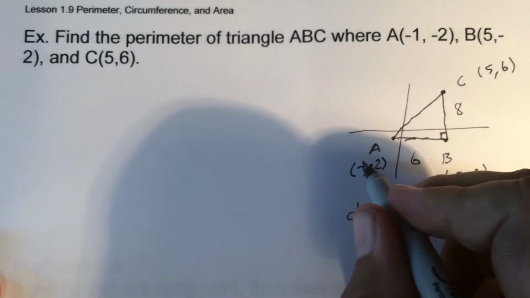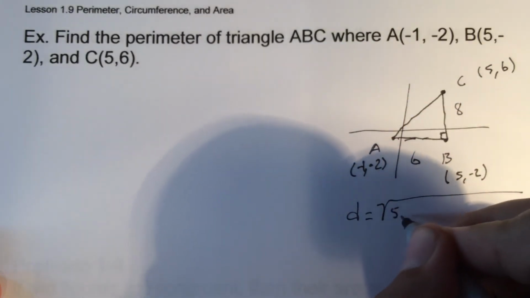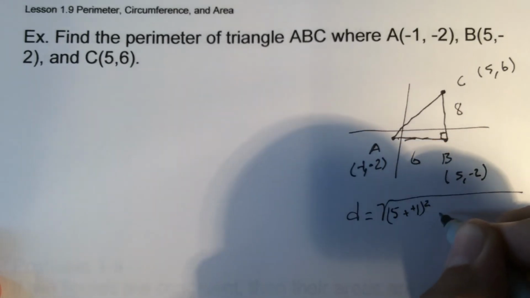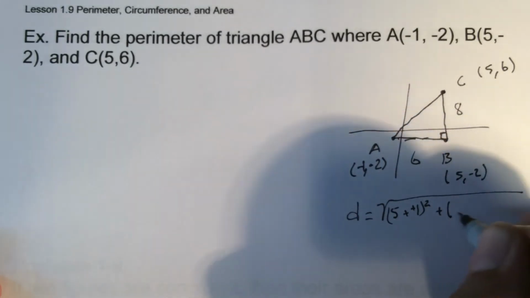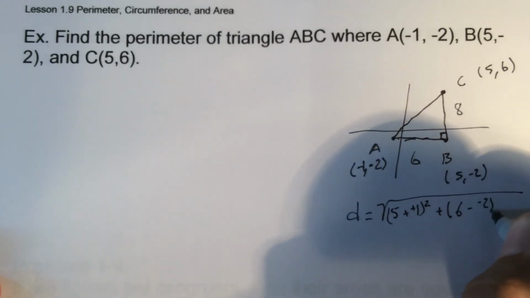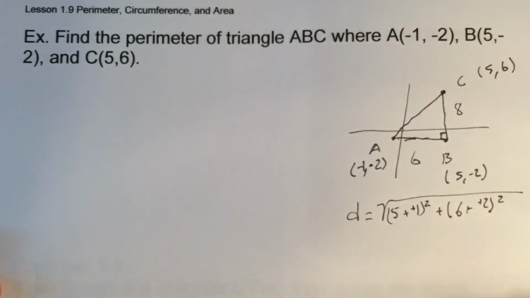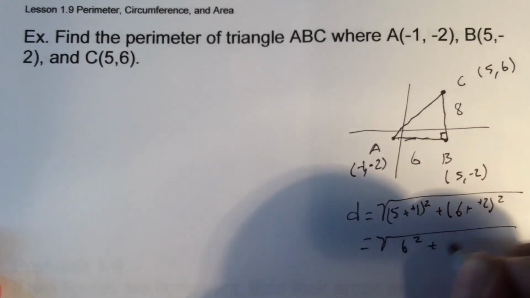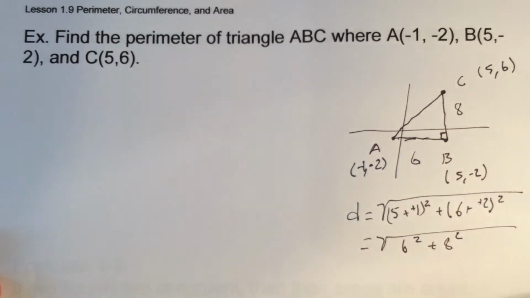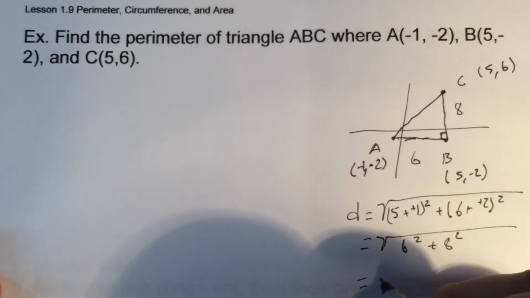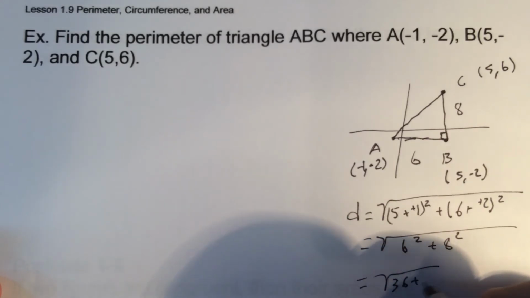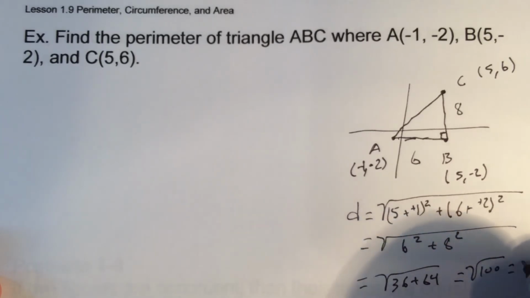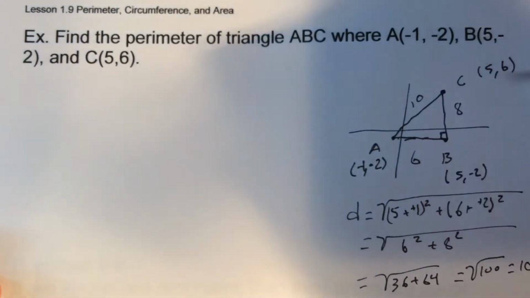So 5, I'm going to start up there, 5 minus a negative 1 squared, which will make it plus 1. Then y, 6 minus a negative 2 squared, which will make it plus 2. So 5 and 1 would be 6 squared, plus 6 and 2 would be 8 squared. So 36 plus 64 would be the square root of 100, which is 10. So that's our last side.